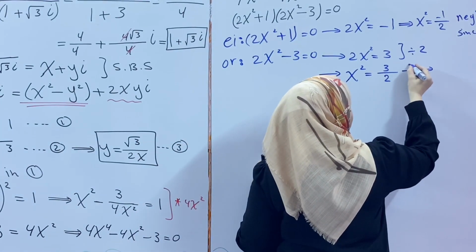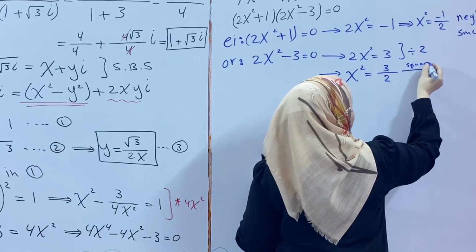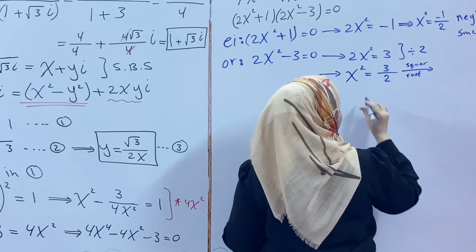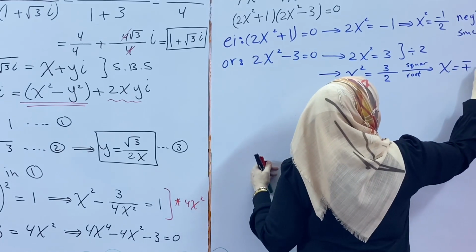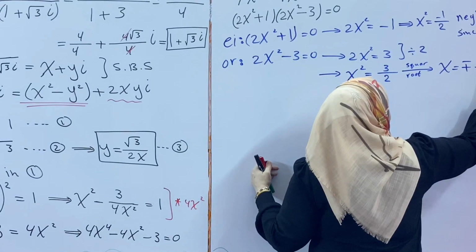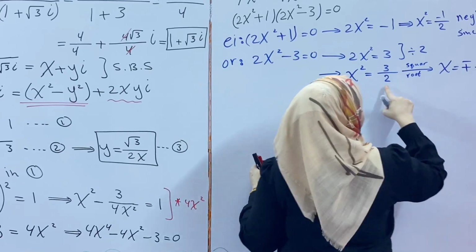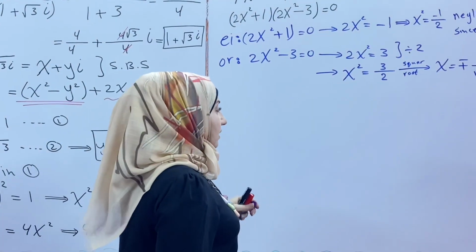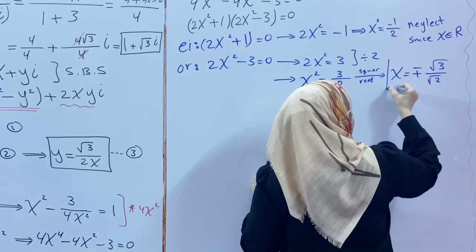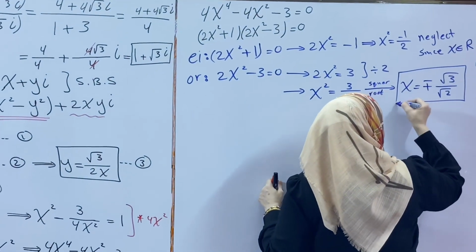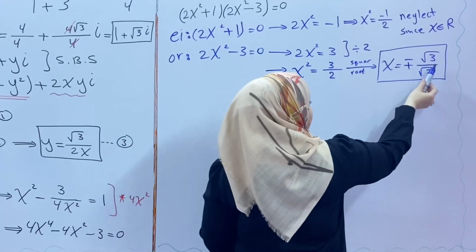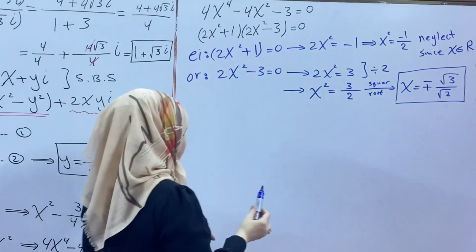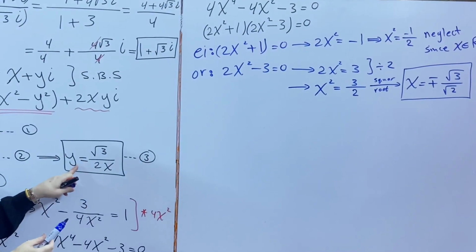Square root for both sides, I will get x equals positive or negative square root of 3 on square root of 2, by taking the square root for both sides. These are the two values for x. And now I will substitute these values for x in equation 3 to get the values of y.